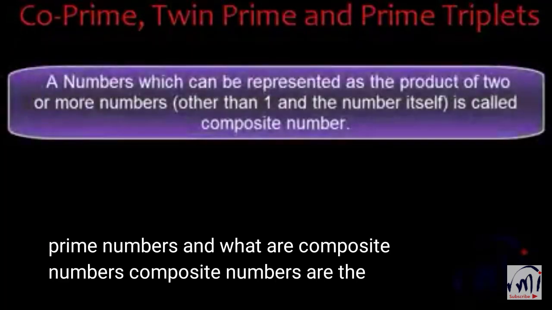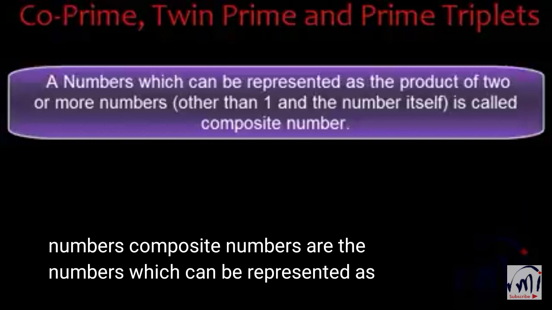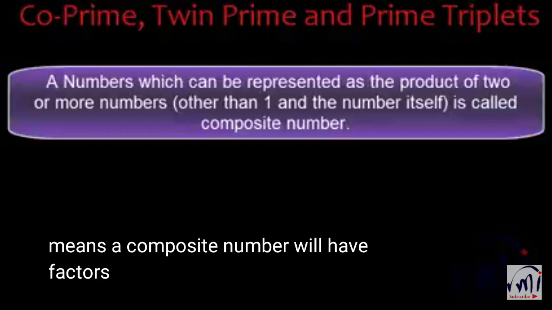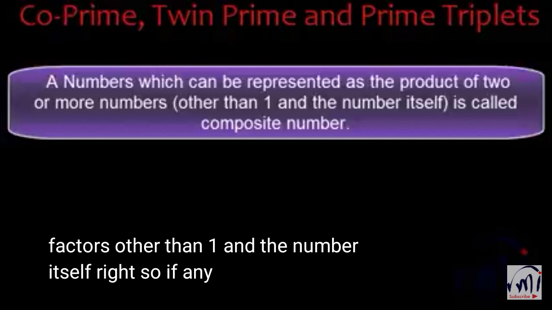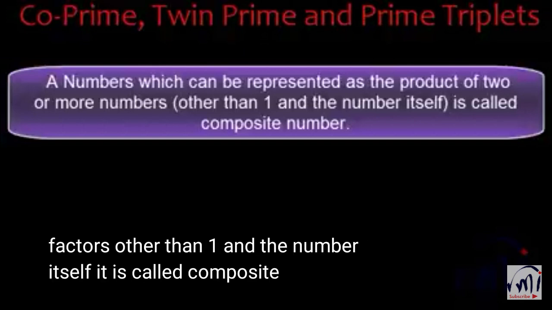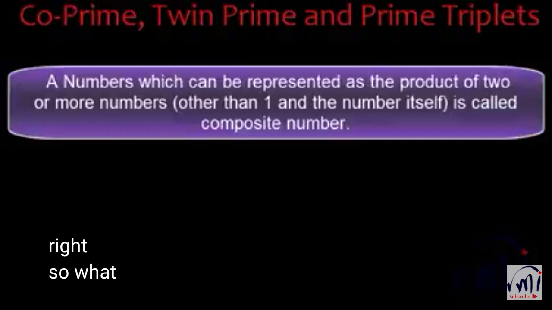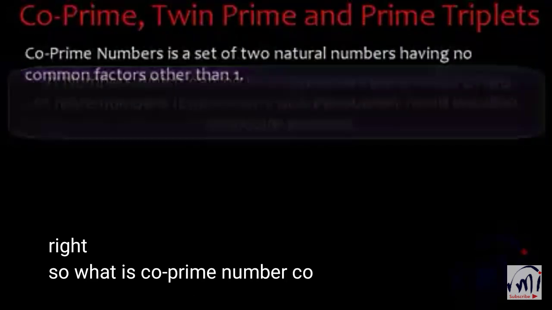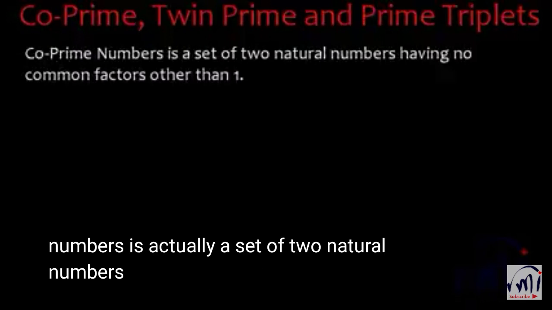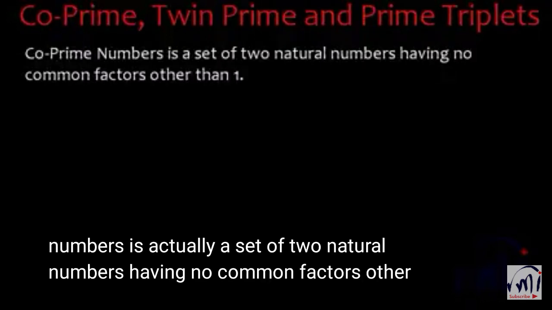Composite numbers are the numbers which can be represented as the product of two or more numbers. That means a composite number will have factors other than 1 and the number itself, right? So any number which has factors other than 1 and the number itself is called a composite number, right? So what is a coprime number? Coprime numbers are a set of two natural numbers having no common factors other than 1.